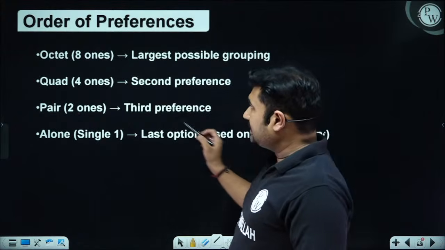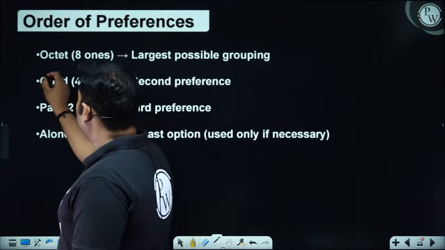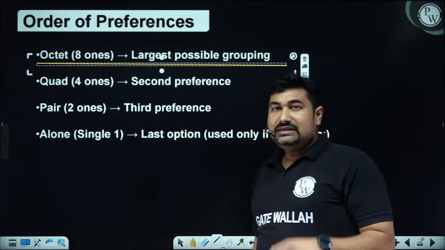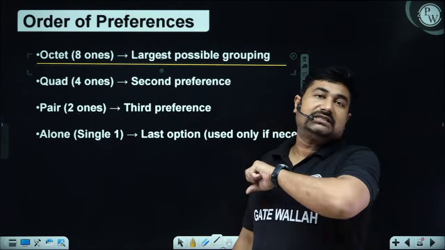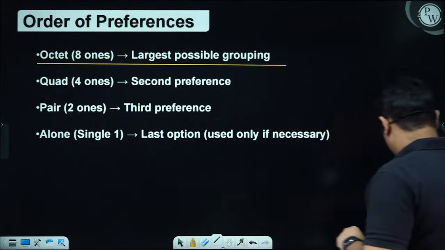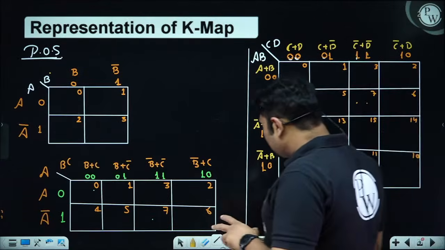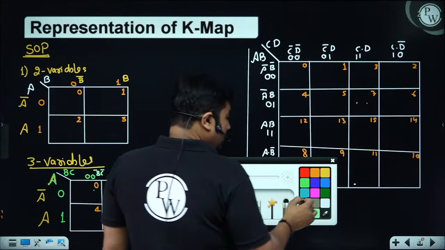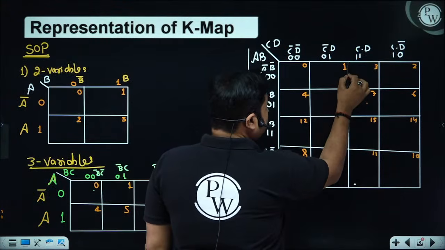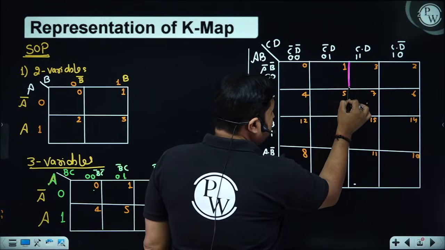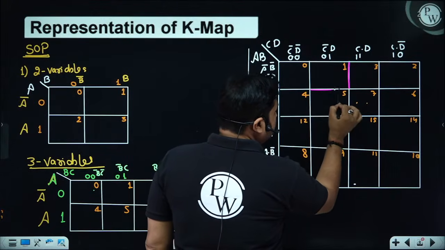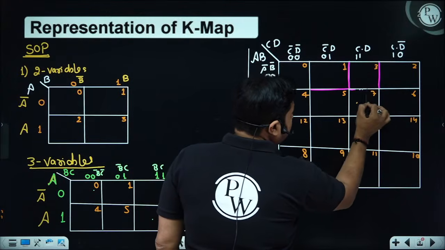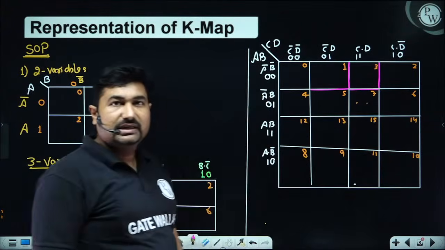Order of preferences, first is your octet. Octet means 8 continuous subcells are filled. Those subcells are said to be continuous subcells which share either this boundary or this boundary. Is it okay? Yes, sir.